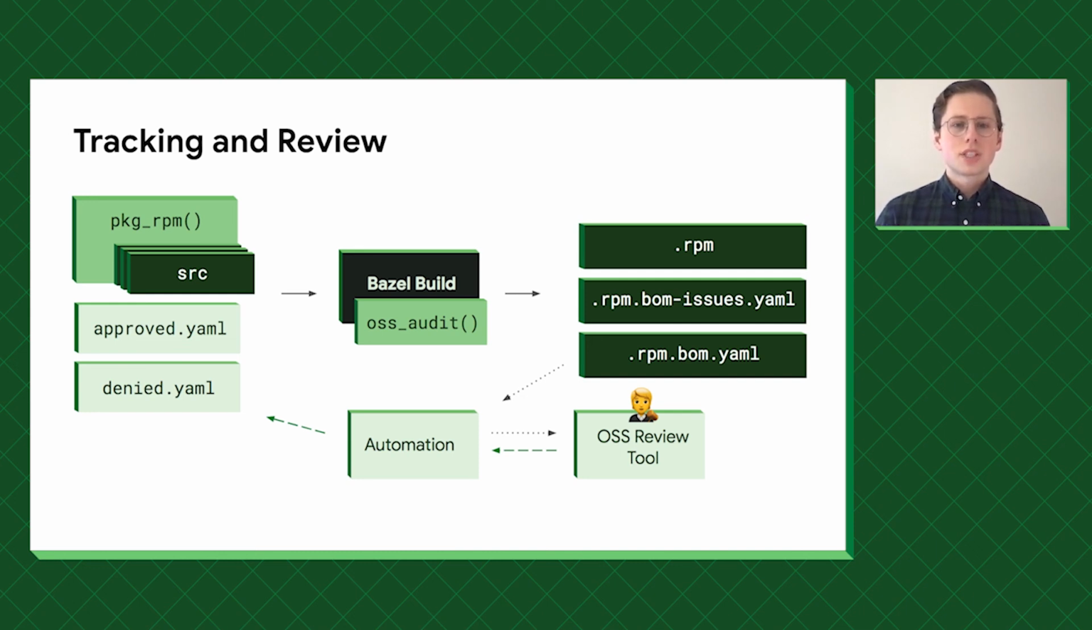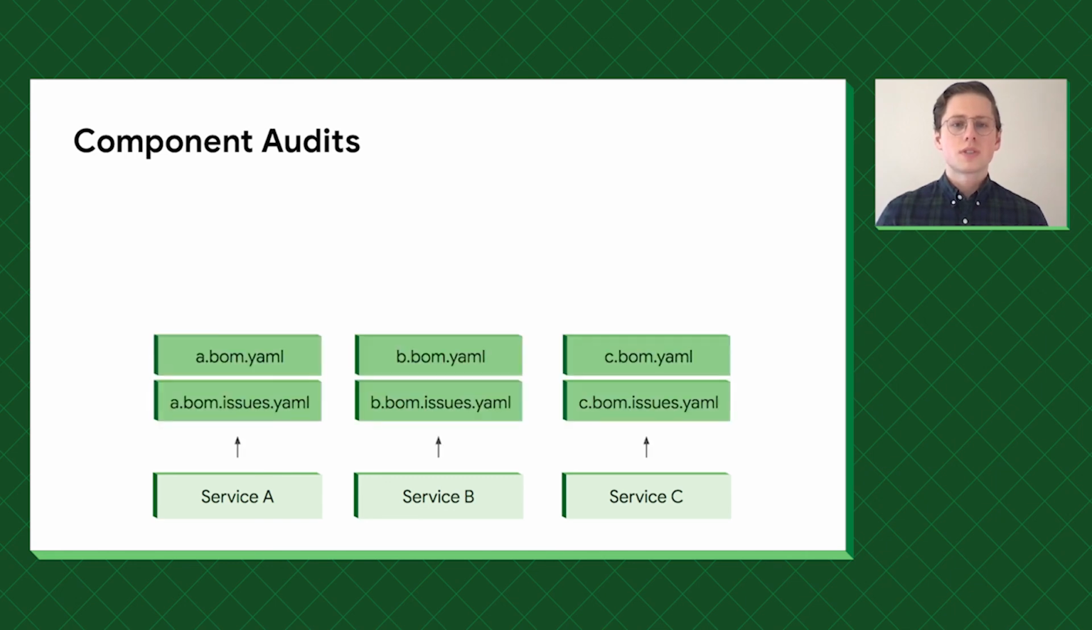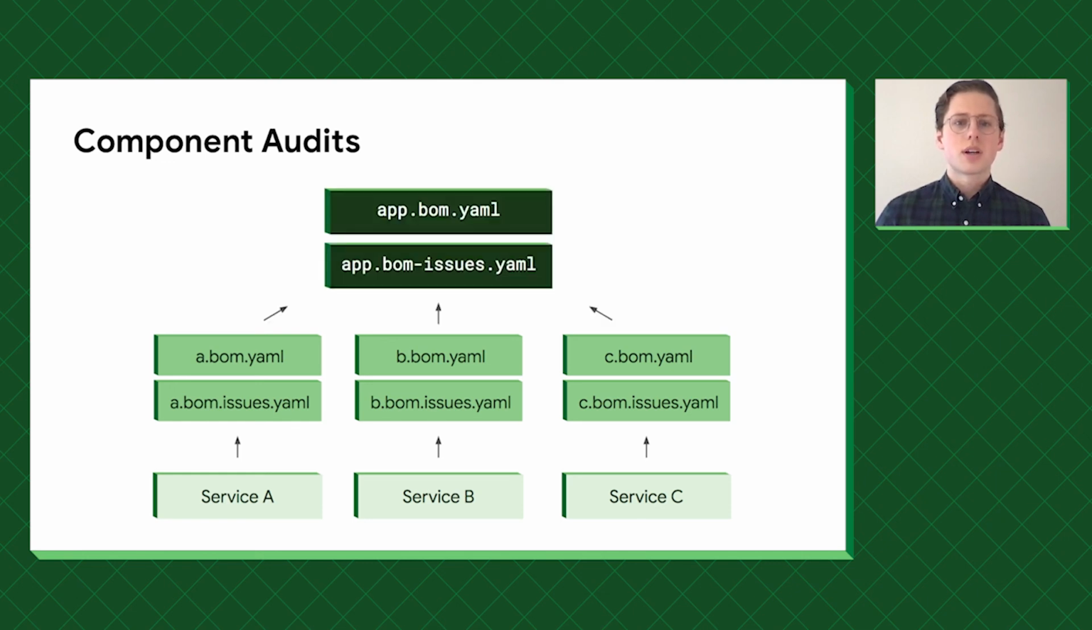To wrap up, let's check out one more application of OSS audit for use in bigger projects. At VMware, we have some larger products that are constructed of many services. In this case, OSS audit is used to generate a BOM for each service. These service BOMs are then merged together to create one top-level BOM and BOM issues file for the entire product. This gives product and service teams insight into what they're shipping at varying degrees of granularity.